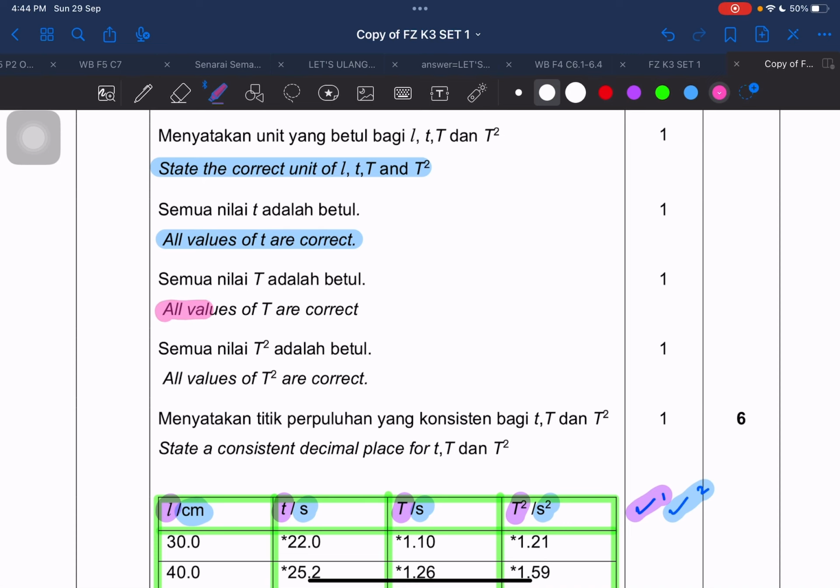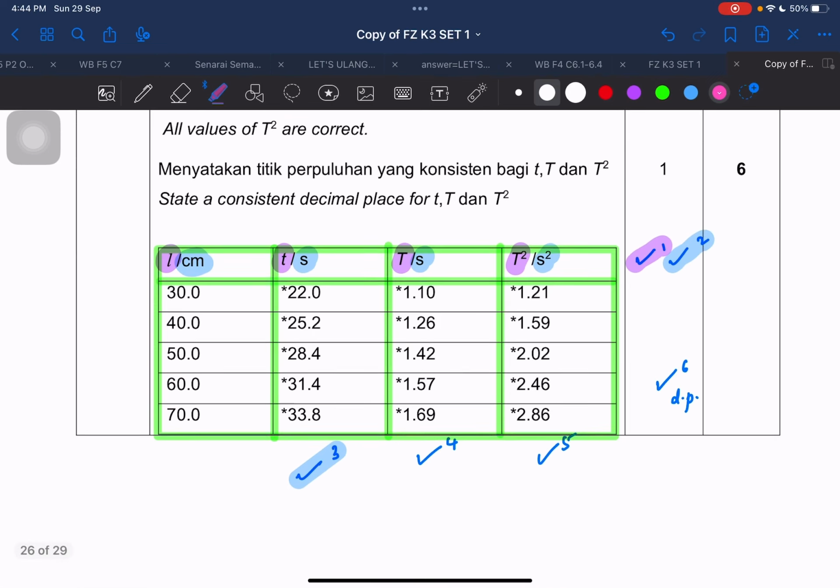Value of T, all values of T correct. That is tick 4. Okay, correct decimal place also. And then T square will be the value of this, you square it. So you use your calculator. 1.10 square, write the value.